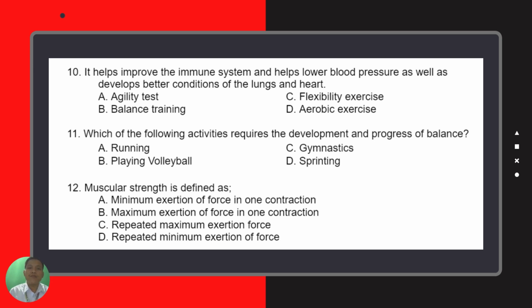It helps improve the immune system and helps lower blood pressure as well as develops better condition of the lungs and the heart. Choices are already posted. Number 11, which of the following activities requires the development and progress of balance? Number 12, muscular strength is defined as.